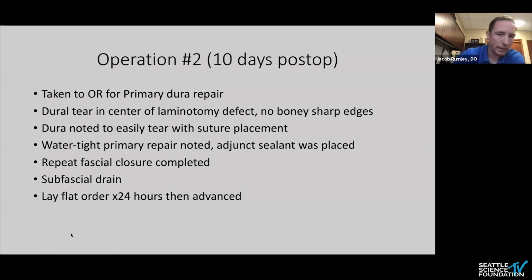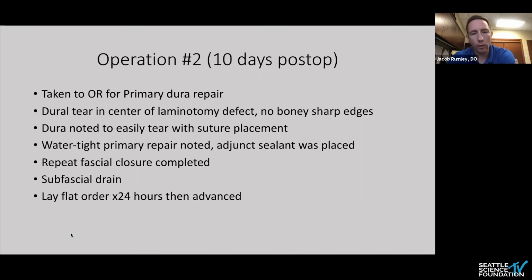So post-op day 10, took her back for a revision dural repair. We investigated it, looking for any sharp edges, things that we could have done that would have caused a durotomy. What was interesting is the durotomy was exactly in the center of our laminectomy or laminotomy. There was no bone up against it. Positionally, obviously the dura moves a small amount, but it was very interesting that it was in the center of where we were looking the entire time.